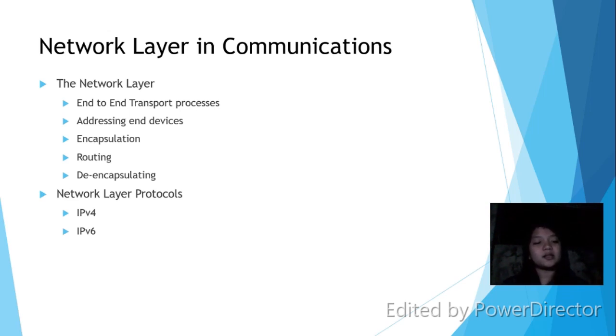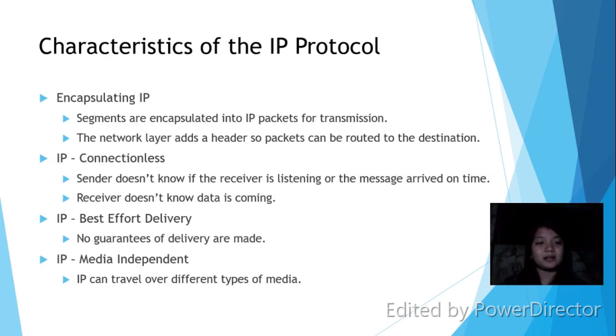Network layer protocols. So we have two different IPs: IPv4 and IPv6. Characteristics of the IP protocol. Encapsulating IP: segments are encapsulated into IP packets for transmission. So it says here that the segment will be encapsulated into IP packets for transmission. The network layer adds a header so packets can be routed to the destination.